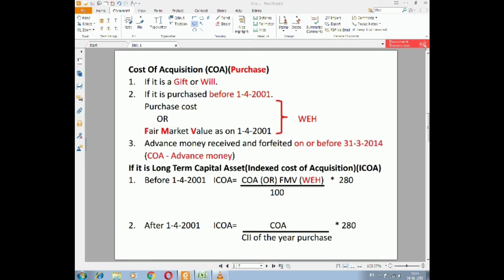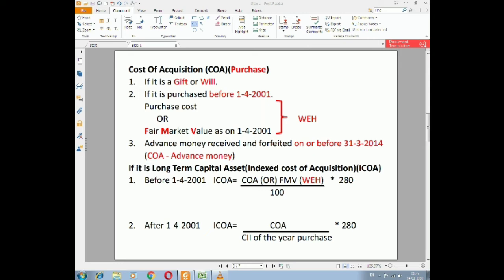So ICOA, that is a short form, equals COA, that is also short form. I have used a short form here. Cost of acquisition or fair market value, whichever is higher. Whatever the point I have told you earlier, that kind of have applied here, whichever is the higher amount we are going to consider.